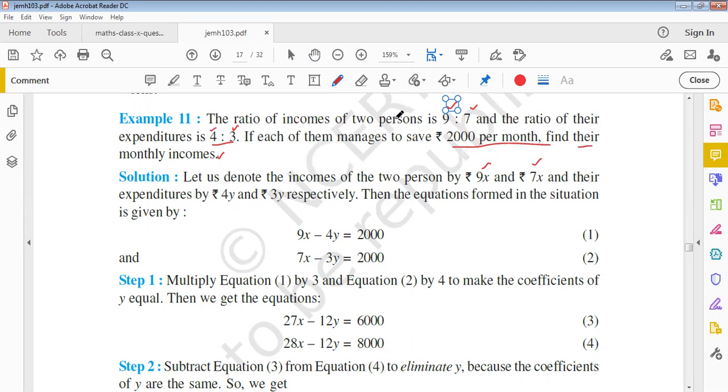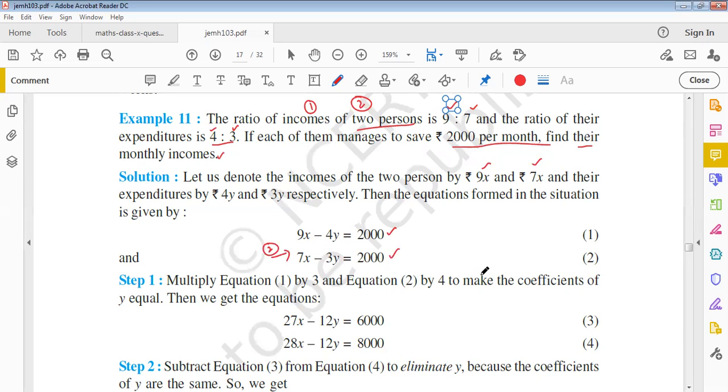There are two persons, person one and person two. Person one has income 9x and expenditure 4y, so 9x minus 4y is equal to 2000. Next, person two: 7x minus 3y is equal to 2000.